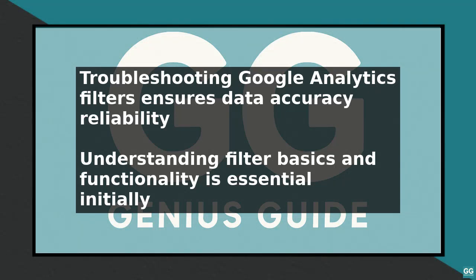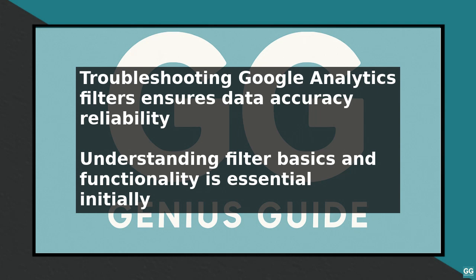Troubleshooting Google Analytics filters is a crucial step in ensuring the accuracy and reliability of your website data. To begin, it is essential to understand the basics of Google Analytics filters and how they work. Filters are used to modify or exclude data from your Google Analytics reports, allowing you to focus on specific aspects of your website traffic. The first step in troubleshooting Google Analytics filters is to identify the issue.